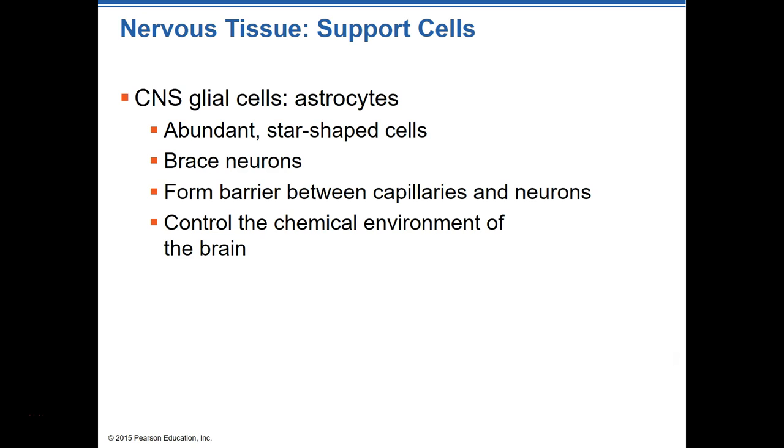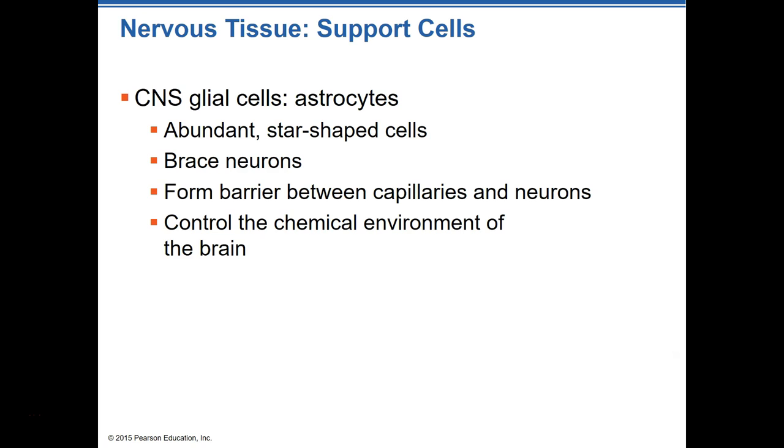The first of these are the glial cells called astrocytes. There's a lot of these. They're star-shaped, and they help brace and hold neurons in their places, so it's kind of a supporting structure inside there. It also provides some barriers between the capillaries and the neurons, so it's kind of a support structure that holds capillaries and neurons in their places so they don't get all squished up in there.